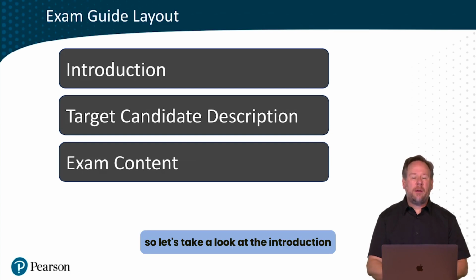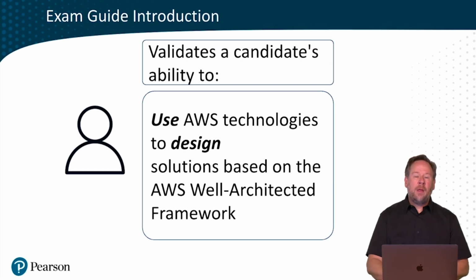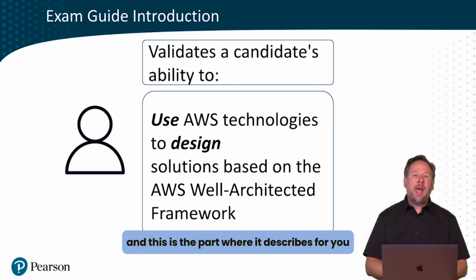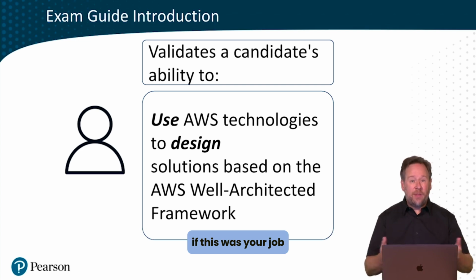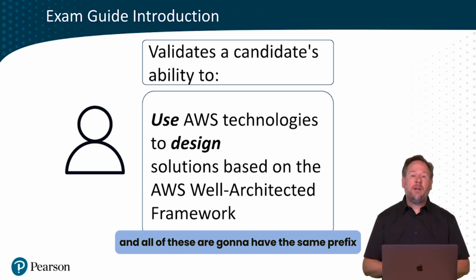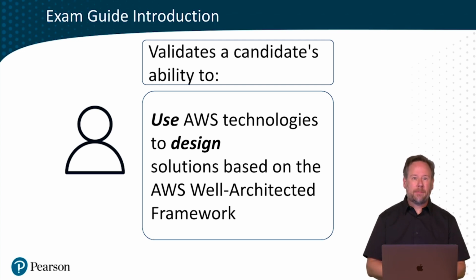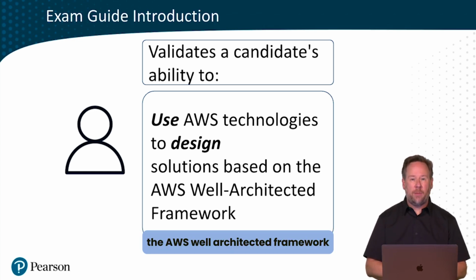So let's take a look at the introduction for the exam guide. This one is part of that job description section, and this is the part where it describes for you the types of tasks that you would perform if this was your job. And all of these are going to have the same prefix, "validates a candidate's ability to." And for this first one, use AWS technologies to design solutions based on the AWS well-architected framework.